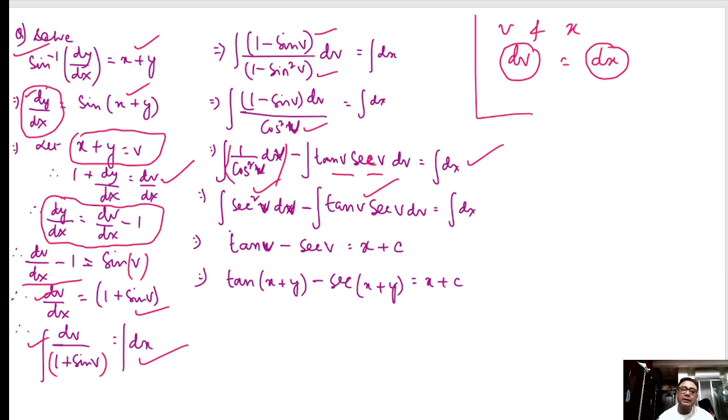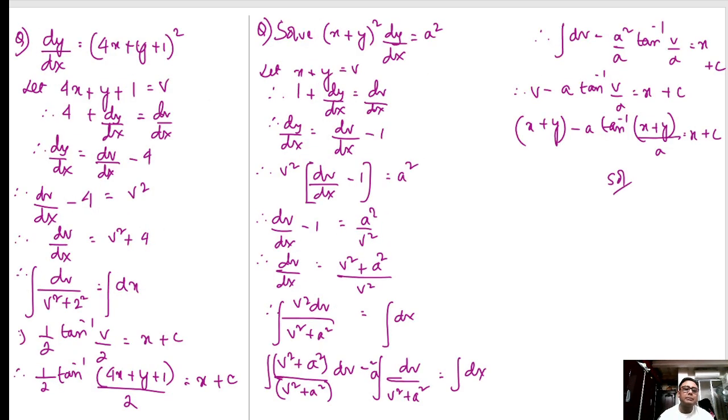Integration of sec square v is tan v. Integration of tan v sec v is sec v. Integration of dx is x plus c. Now in place of v, replace x plus y, and this becomes your differential equation. So your main part will be how to separate the two variables x and y. If you cannot, then please put x plus y equal to v.